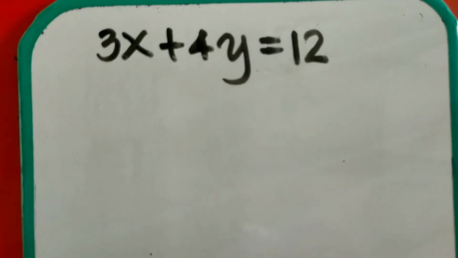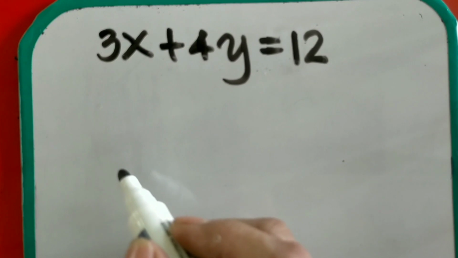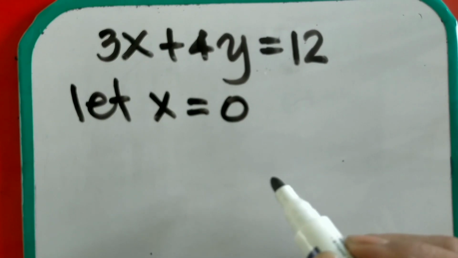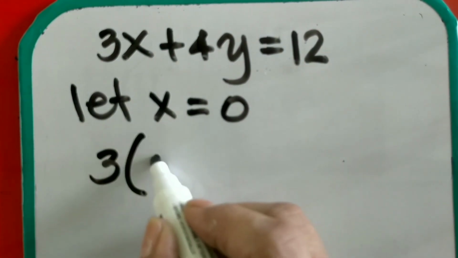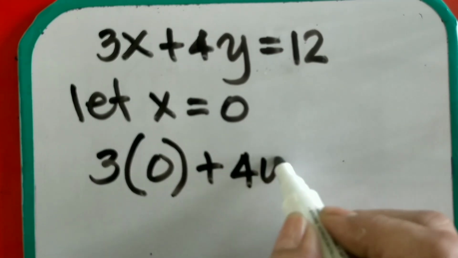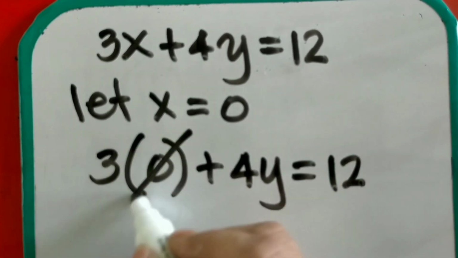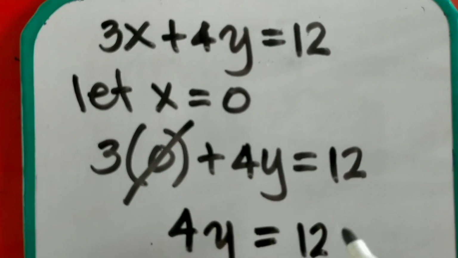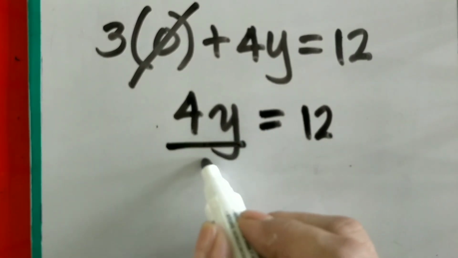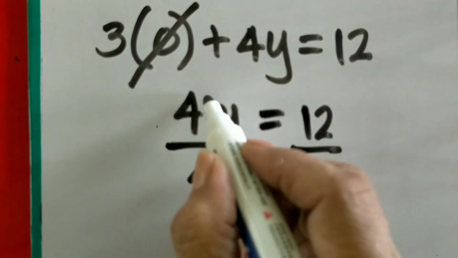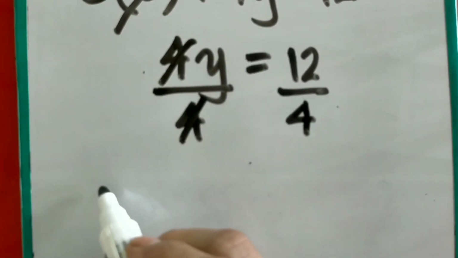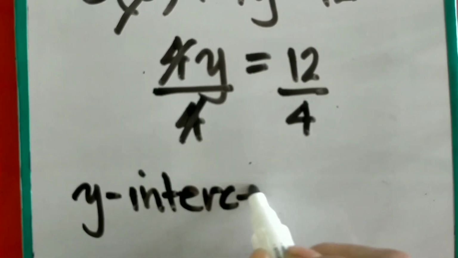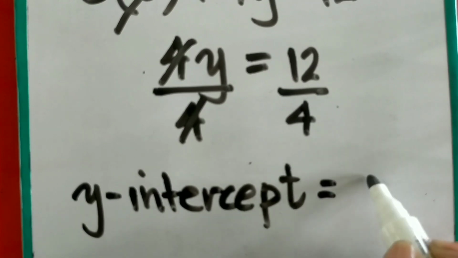To get the y-intercept is to let x equal 0 and solve for y. So this becomes 3 times 0 plus 4y is equal to 12. What's remaining in your equation is 4y equals 12. To solve for the y-intercept is to divide both sides by 4. This cancels out. Therefore, the y-intercept is equal to 3.